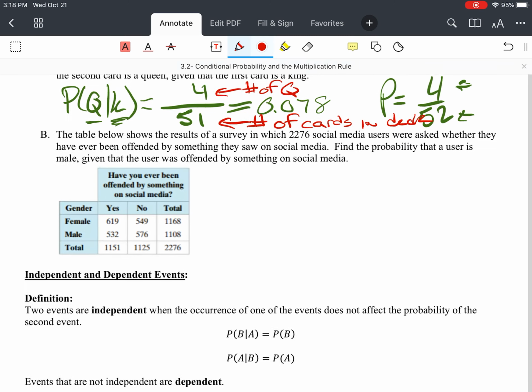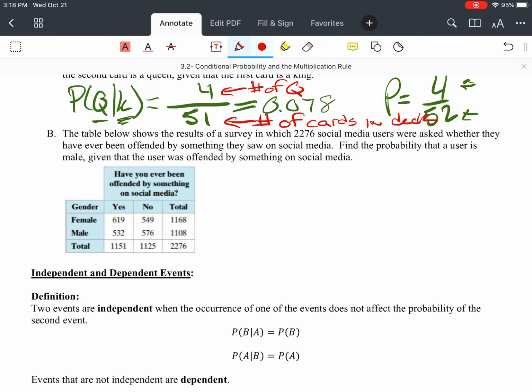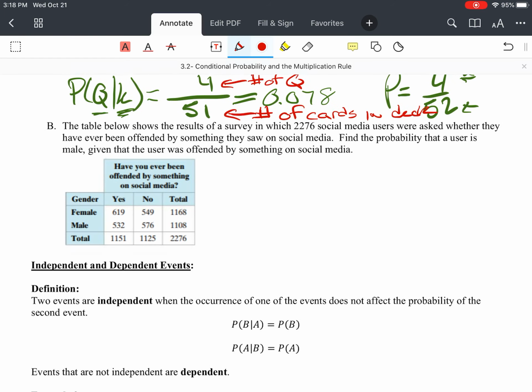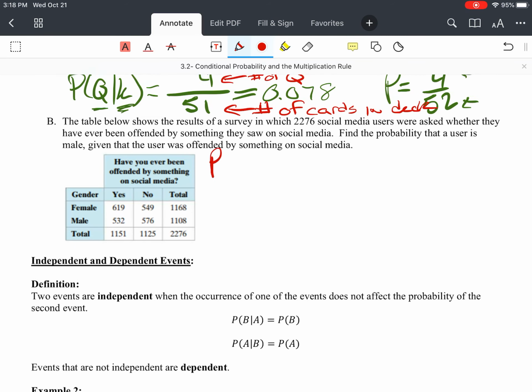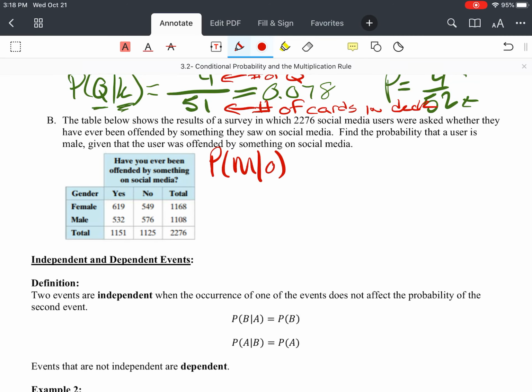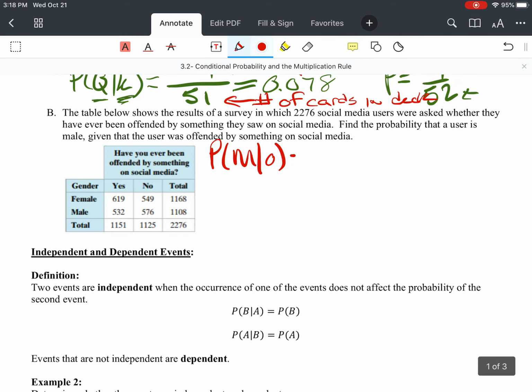All right, so let's take a look at Part B. Part B says the table shows the results of a survey in which 2,276 social media users were asked whether they have ever been offended by something they saw on social media. We want to find the probability that the user is male given that they were offended by something on social media. So what we're looking for here is the probability that they're male given that they've been offended. I'm going to say that O represents the offended.